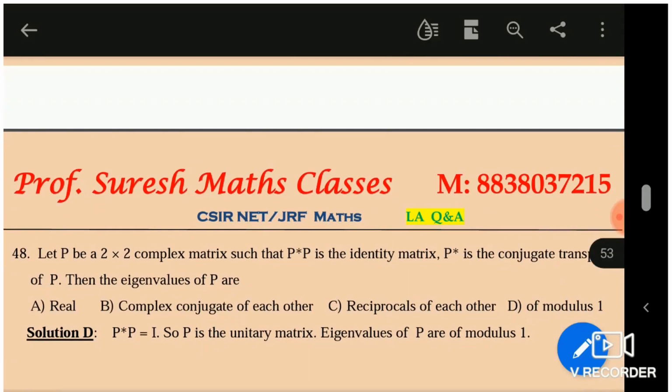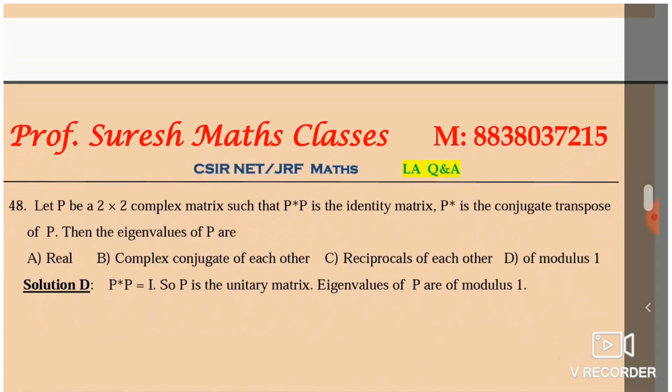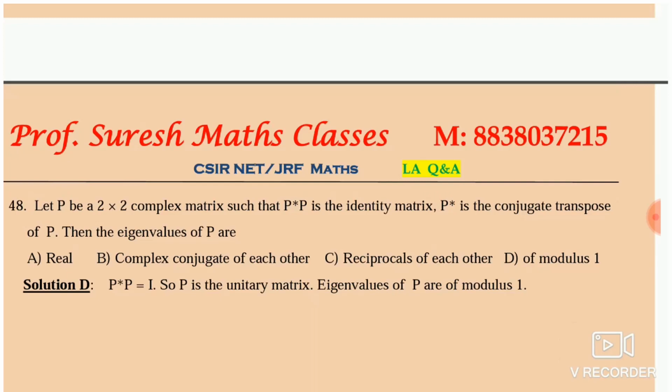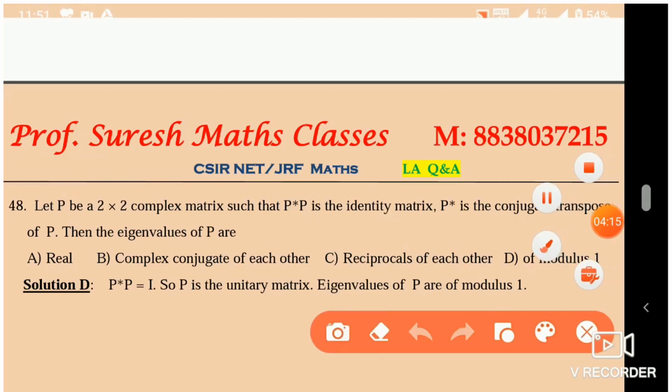So question 48. Let P be a 2 by 2 complex matrix such that P star P is the identity matrix. P star means conjugate transpose. Then the eigenvalues of P. Here it is given P star P is the identity matrix. The entries may be complex numbers. Take the conjugate, which means write A plus iB as A minus iB. That is called the complex conjugate. And then transpose. That is called P star. So P star P equals I, that is given.